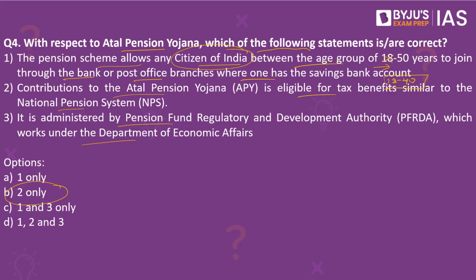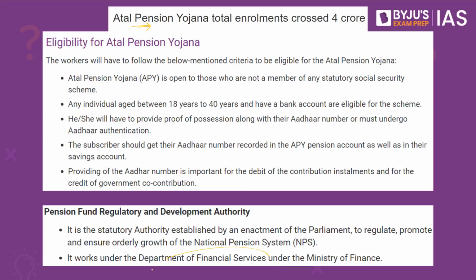When you look into the second statement, yes, contributions to the Atal Pension Yojana are eligible for tax benefits similar to the National Pension Scheme. So the second statement is right. But when you consider the third statement, yes, it is administered by the Pension Fund Regulatory and Development Authority, but it does not work under the Department of Economic Affairs, but instead under the Department of Financial Services under the Ministry of Finance. The Pension Fund Regulatory and Development Authority is the statutory authority established by an enactment of the Parliament to regulate, promote and ensure orderly growth of the national pension system.